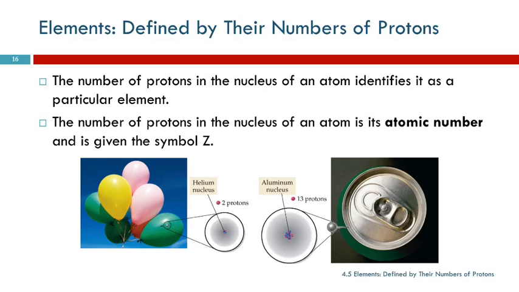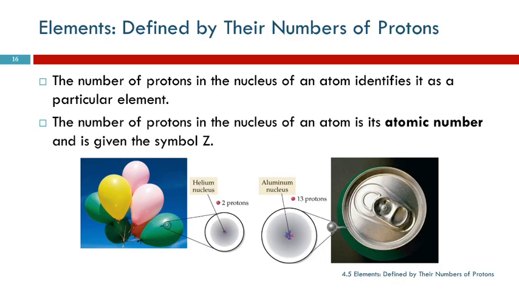So the number of protons is like your personality, your soul, right? It can't be changed. That's how it is for an aluminum atom. It's got 13 protons. That doesn't change. Could it take on or get rid of some electrons on the outside? Yeah, it can and it does. And that affects how it interacts with other atoms. But the number of protons is what identifies it.